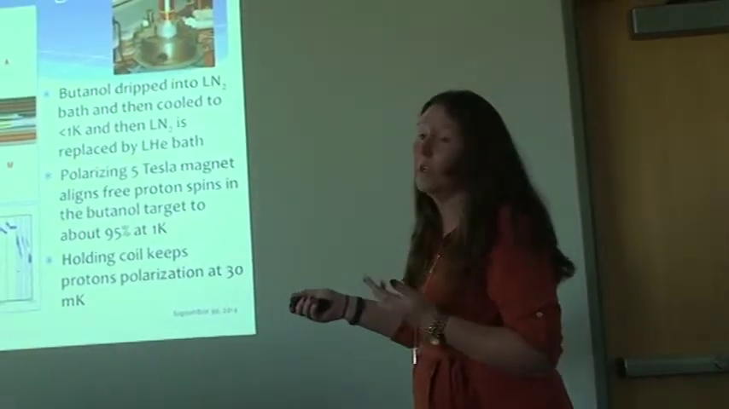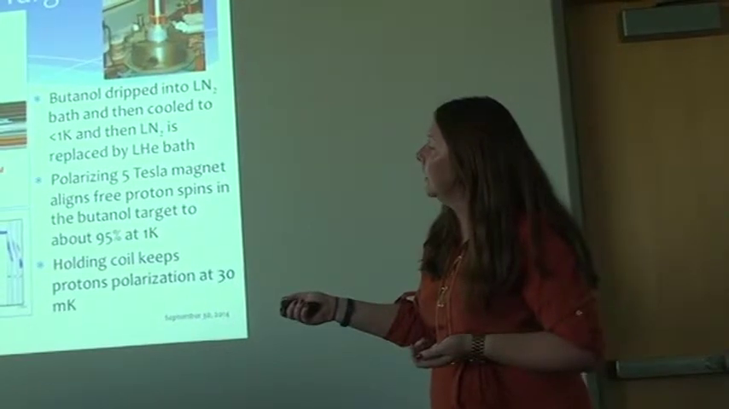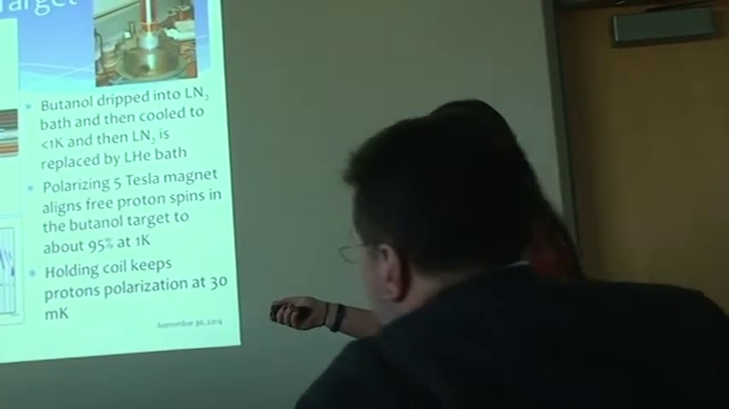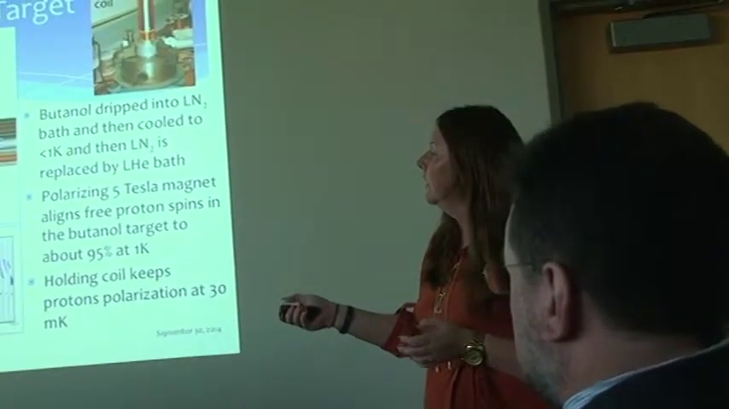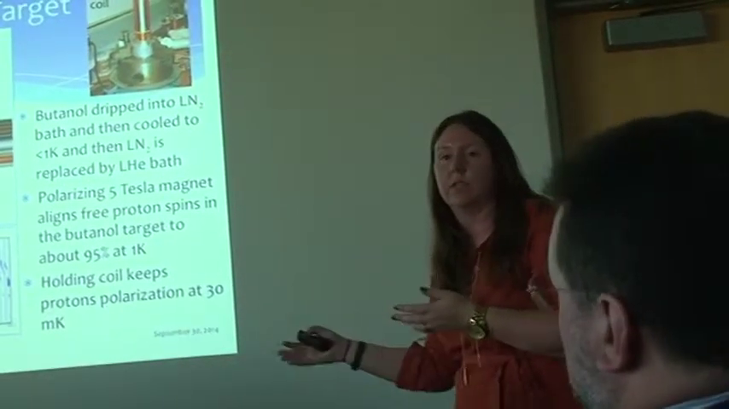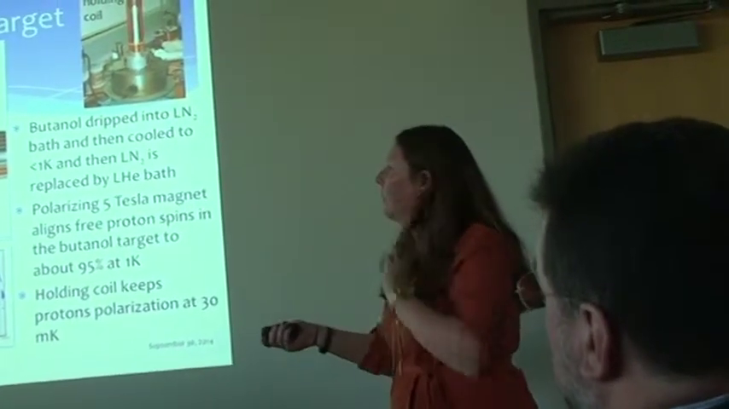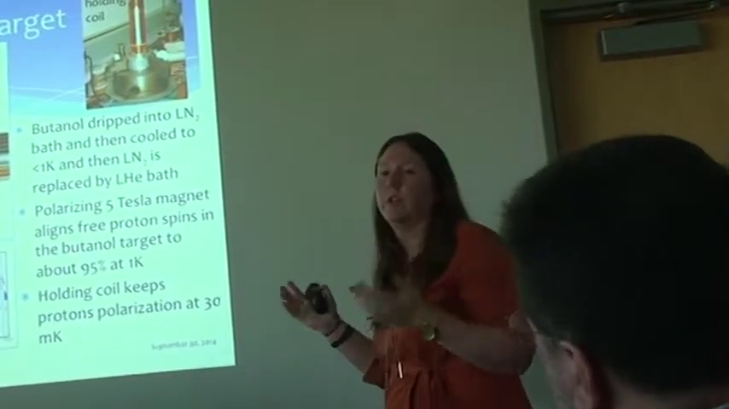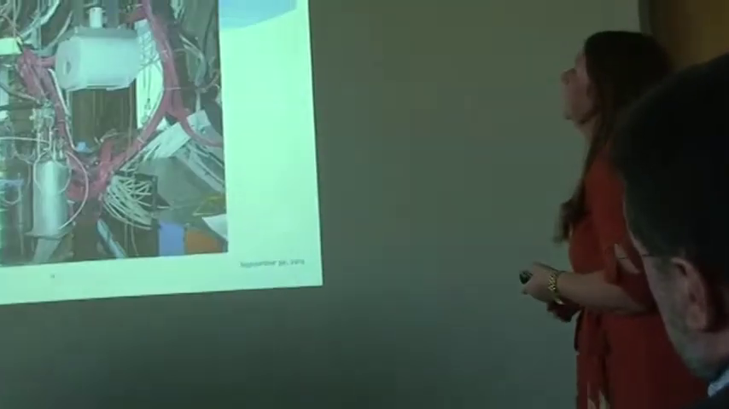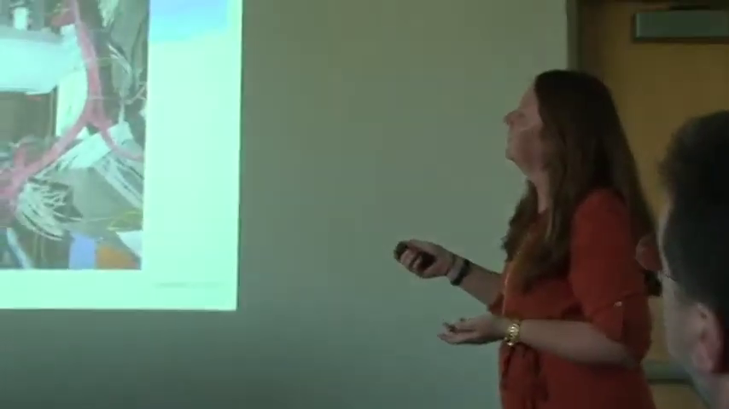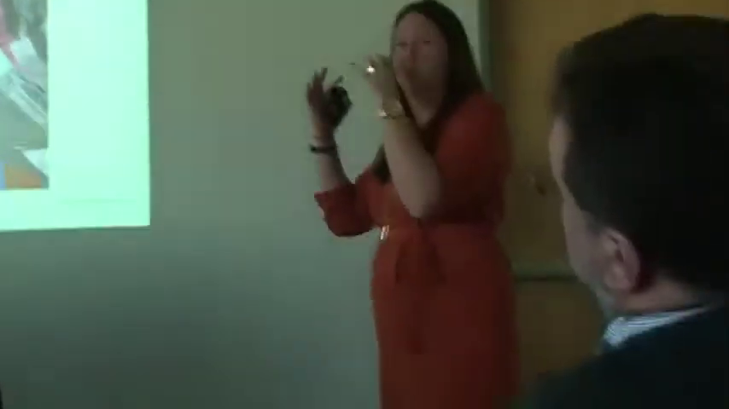And over here is the degree of the target polarization. So we can see it's around 85% on average starting, and once a week it was repolarized because of this relaxation time. That way we could have a pretty high polarization over the course of the experiment. Okay, and this is just the polarizing 5 Tesla magnet that was used. As I said, it's quite large.